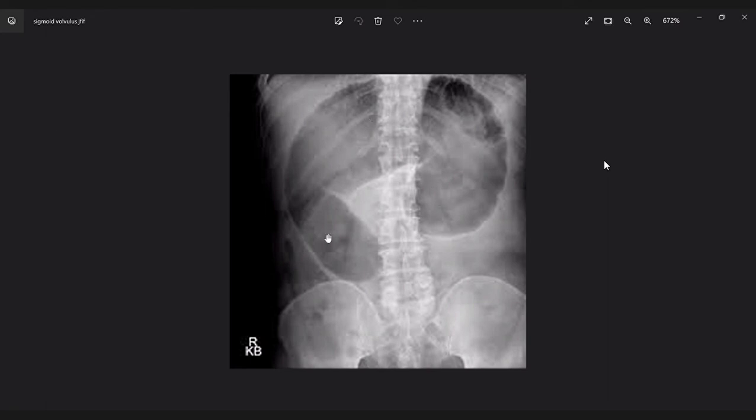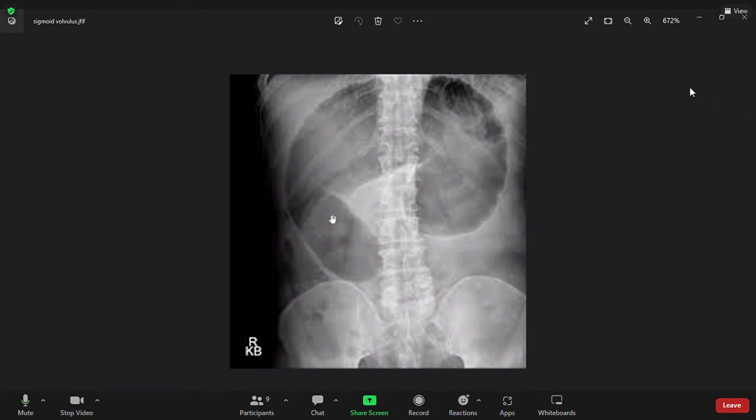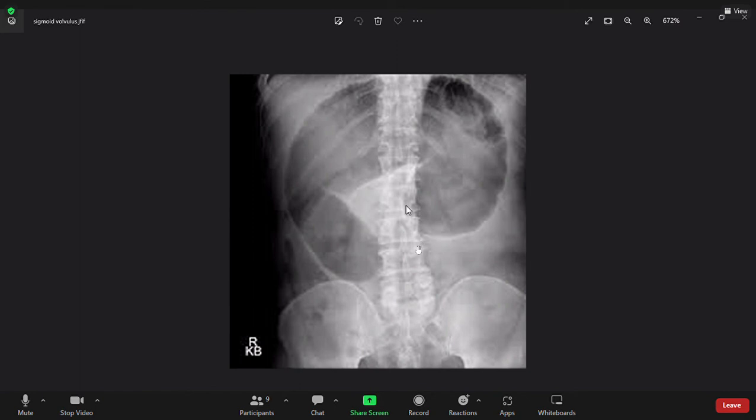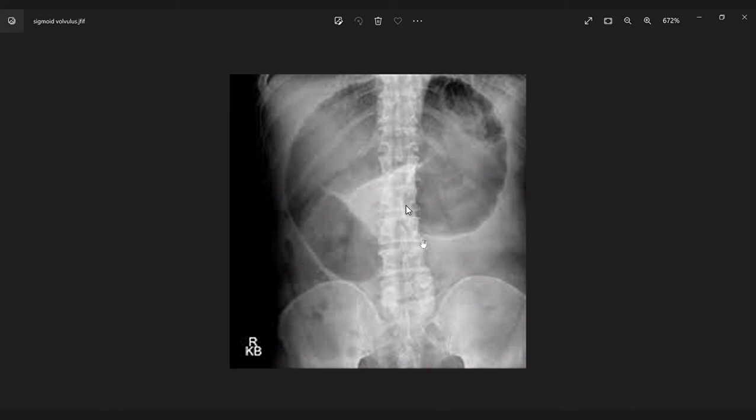What's this one? It's an omega sign. Characteristic of a sigmoid volvulus. The sigmoid is twisted right here, and what you're looking at here is all sigmoid colon. It's an omega sign. It enlarges up to the right upper quadrant. Sigmoid volvulus.